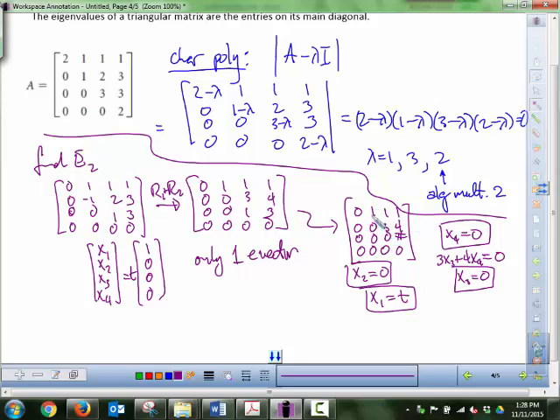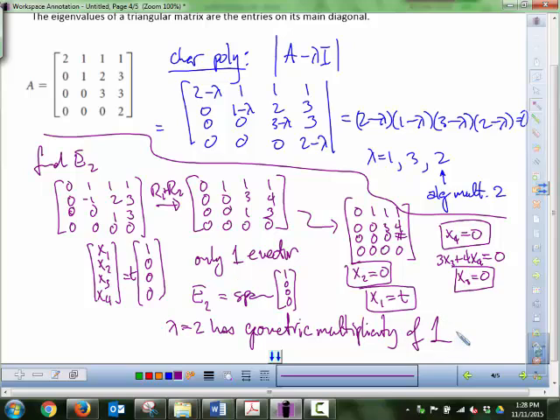I kind of jumped ahead, and I was trying to jump ahead and trying to solve. But if you say x2 plus x3 plus x4 is equal to 0, and x3 and x4 are equal to 0, that whole thing's going to disappear. So our E2 is equal to the span of only one vector. And so the eigenvalue of 2 has geometric multiplicity of only one, because it's a one-dimensional eigenspace. We only found one eigenvector.